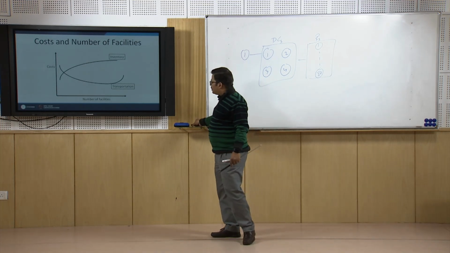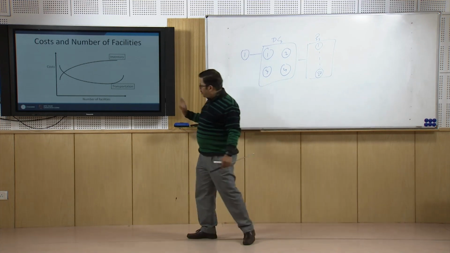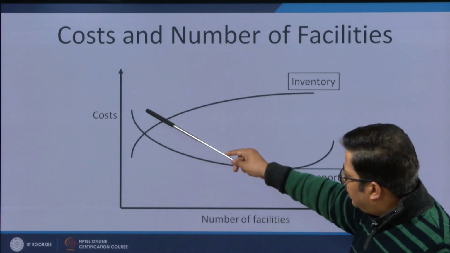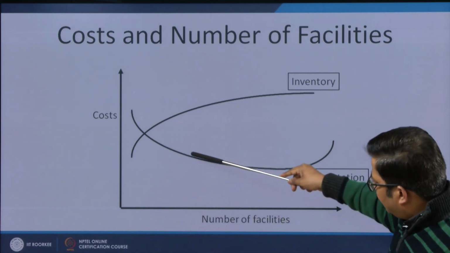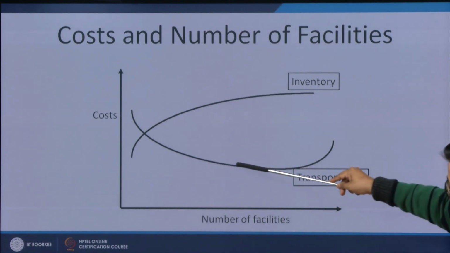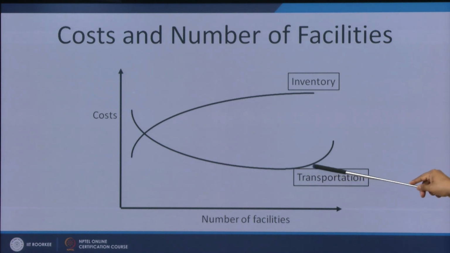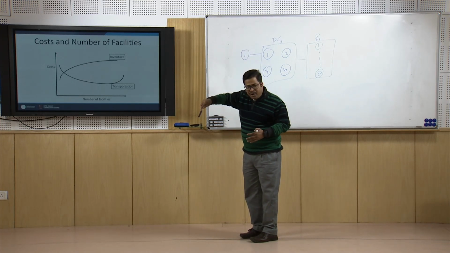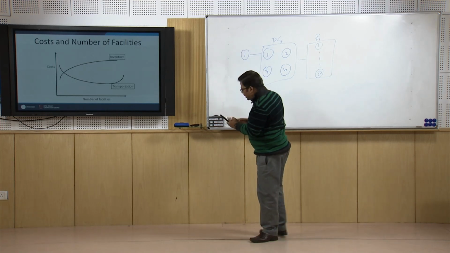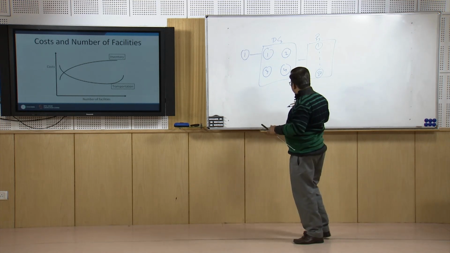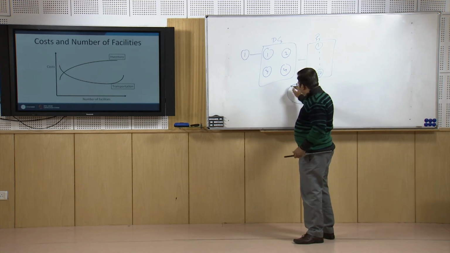The second is transportation. Now in the case of transportation, you see the cost starts decreasing. As we are increasing the number of facilities, the cost starts decreasing to some point here, and then all of a sudden it starts increasing. Why does it happen that way, that cost is decreasing to a point and then it starts increasing? The reason is that transportation cost can be divided into two parts.